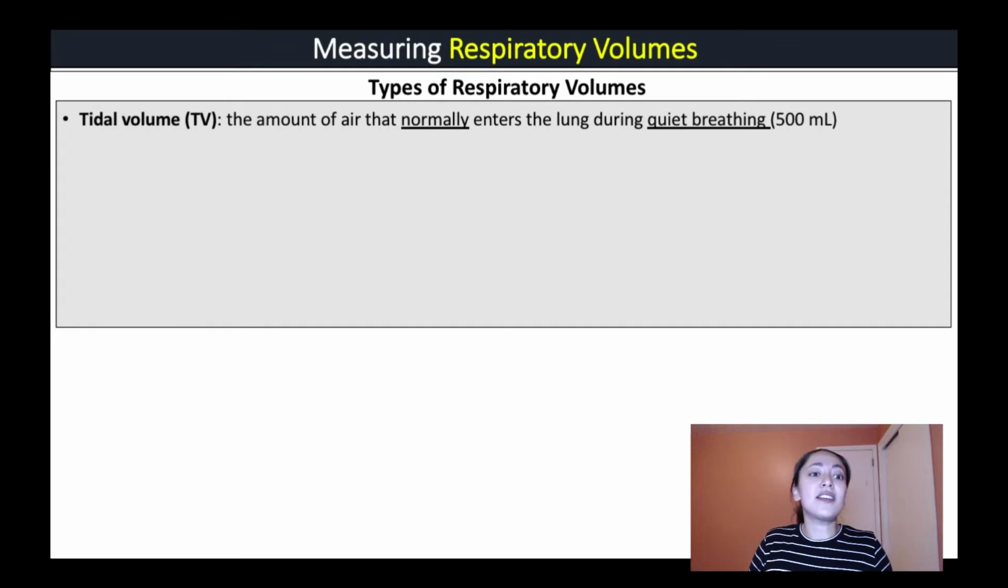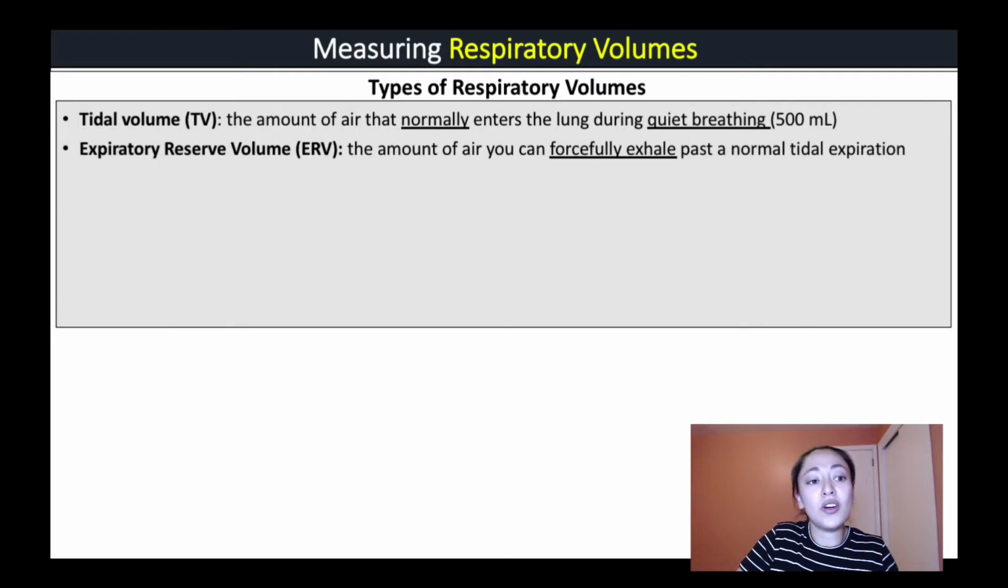Well, one thing is the tidal volume. So this is the amount of air that normally enters the lung during quiet breathing. So right now, when you're sitting here just doing quiet breathing, breathing in and out, you're usually breathing in and out about 500 milliliters of air each time. However, you're not breathing in or breathing out the maximum capacity of air that you could.